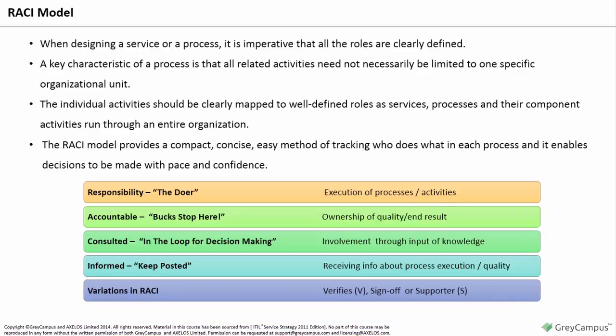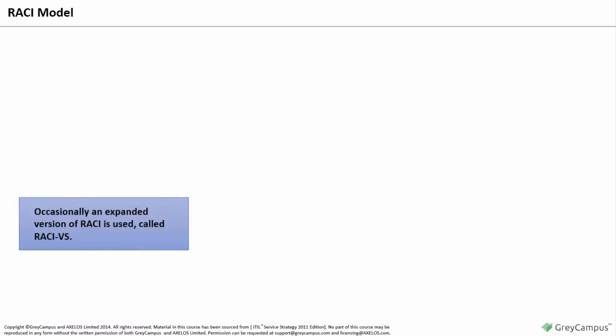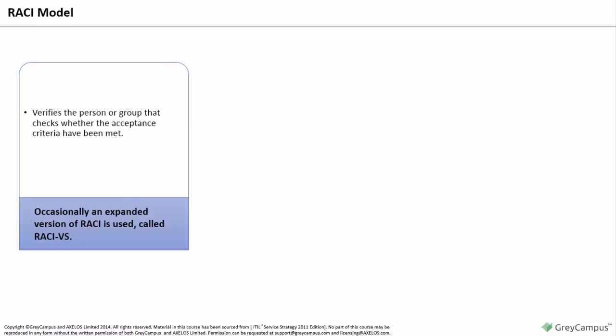Some use the RACI definitions but switch the order to accountable, responsible, consulted, and informed, or ARCI, but the meanings and usage remain unaltered. Occasionally, an expanded version of RACI is used, called RACI VS, with two further roles as follows: verifies, the person or group that checks whether the acceptance criteria have been met; signs off, the person who approves the V decision and authorizes the product handover. This could be the A person.